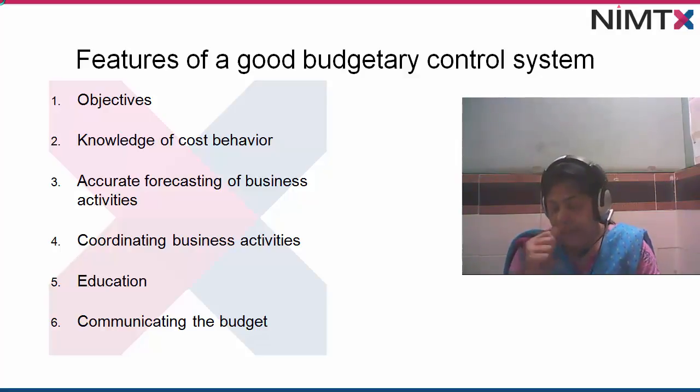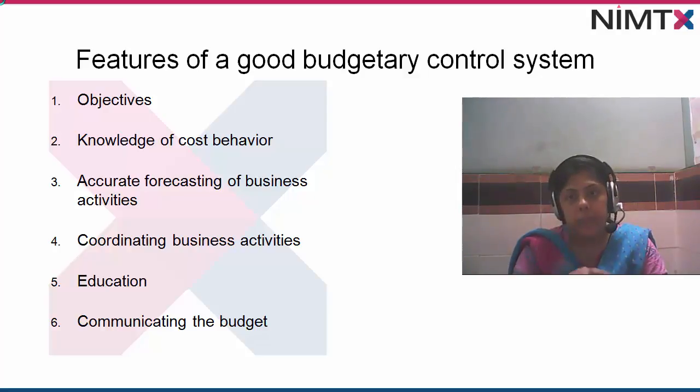Coordinating business activities. Any budget that is prepared is for the organization as a whole, not for just one particular department. So all the departments, whether it is the sales department, the purchase department, or the production department, should be aware that there needs to be a coordination between them. It's an integrated budget, an integrated plan for all the departments together.